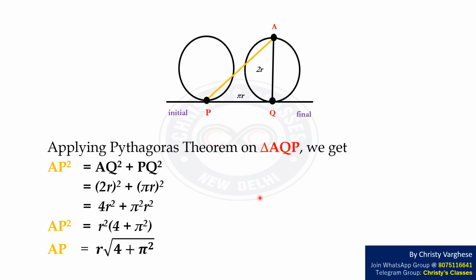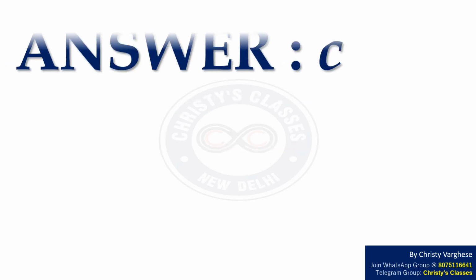This equals 2r the whole square plus pi r the whole square. This equals 4r square plus pi square r square. Taking the common factor r square outside, we get AP square is equal to r square into 4 plus pi square. This implies that AP equals r into root of 4 plus pi square. The right answer to the question is option C.